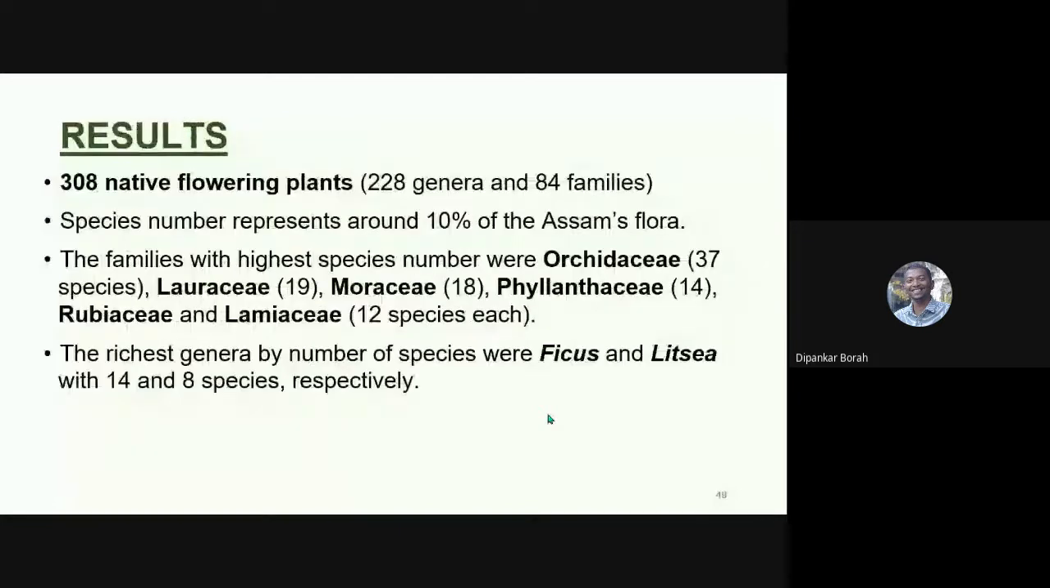A total of 308 native flowering plants were found. The species number represents around 10% of Assam's flora. The families with the highest species number were Orchidaceae with 37 species, followed by Lauraceae, Moraceae, Phyllanthaceae, Rubiaceae, and Lamiaceae. The richest genera were Ficus and Litsea with 14 and 8 species respectively.